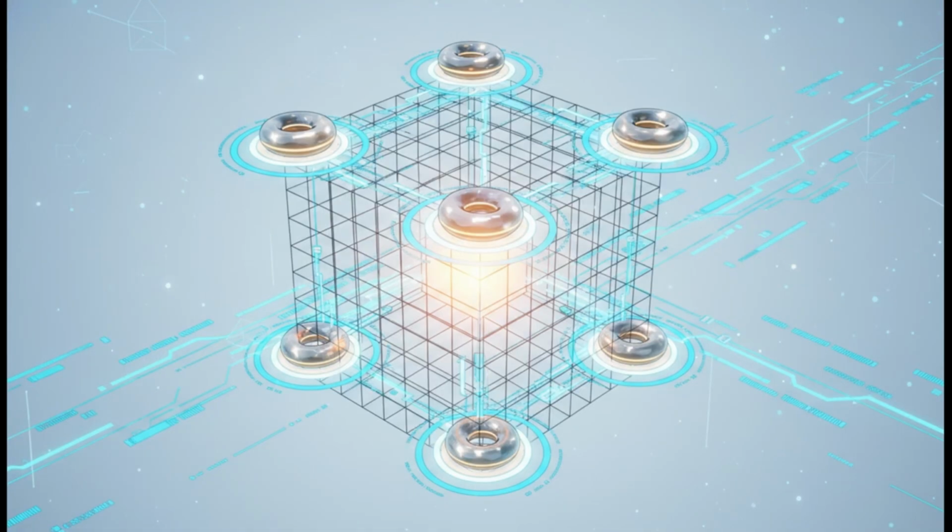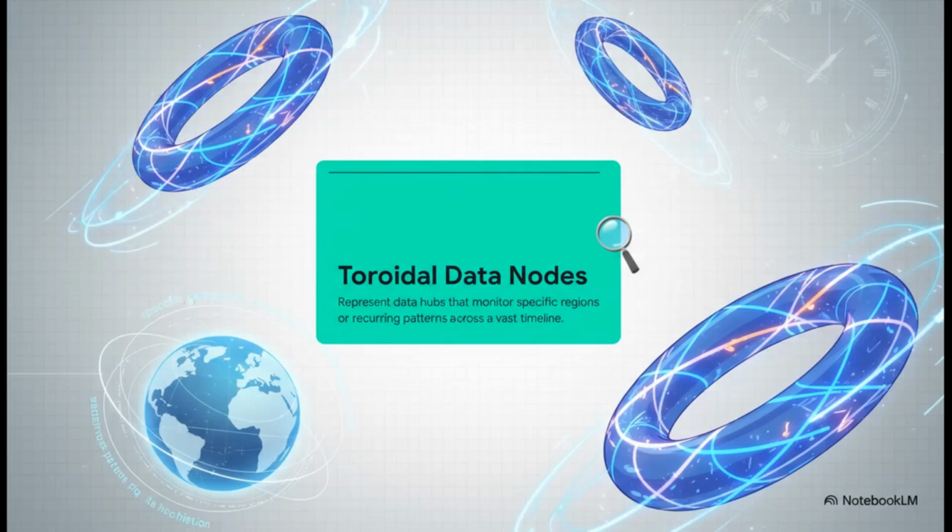Now, shift your focus to the corners of the cube. See those donut-shaped things floating there? Those aren't just random decorations. They are incredibly sophisticated data hubs, and each one has a very specific job. They're called toroidal data nodes. You can think of them as dedicated little monitoring stations. So one of them might be tracking a recurring pattern, like rush hour traffic every single day for the past 100 years. Another one might be focused on a single neighborhood, just gathering data across its entire existence. Imagine the insights you could get from that.